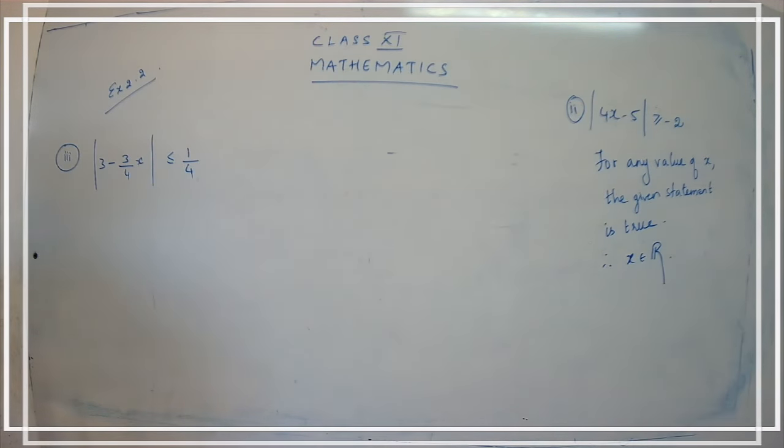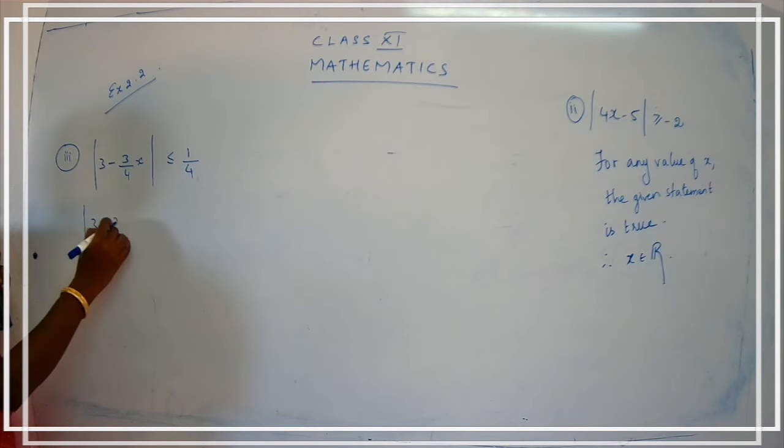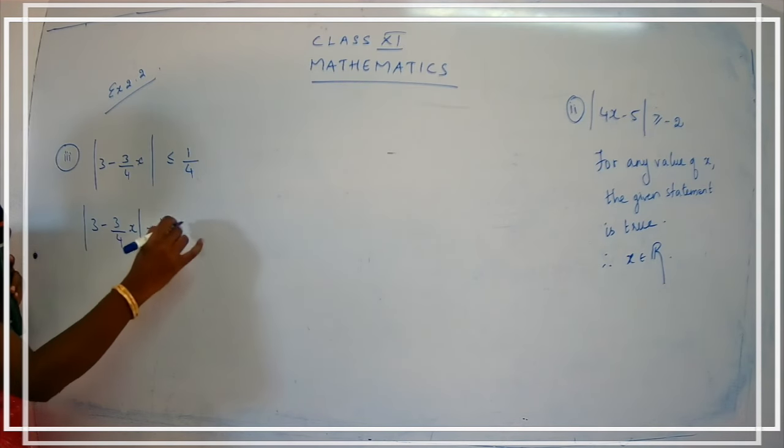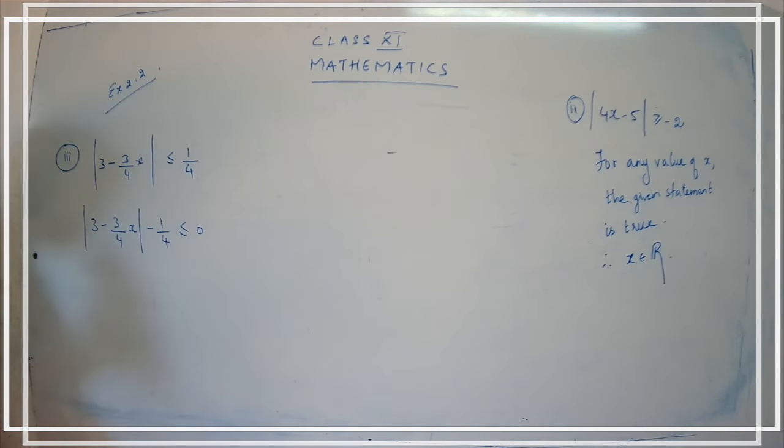The sum is the same way you're going to proceed that we have done for our sum number 1. So just continue with the sum. Here, first thing is try to bring the number which is present on the RHS. What do you get, children, here? Yes, good. Modulus 3 minus 3 upon 4x minus 1 upon 4 less than or equal to 0.